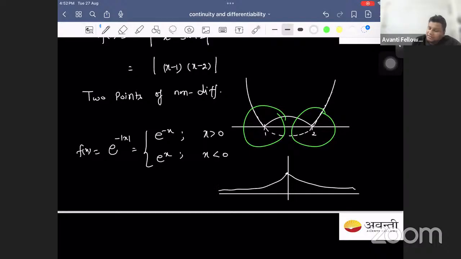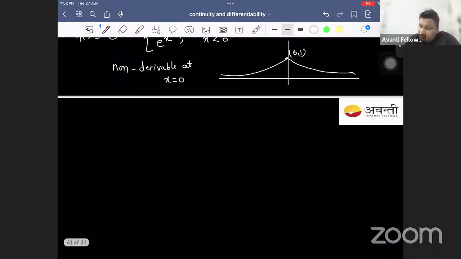This and this. And you again see there is a sharp corner at (0, 1). So that means non-derivable at x equals 0. Non-derivable at x equals 0. All right, so let's go.